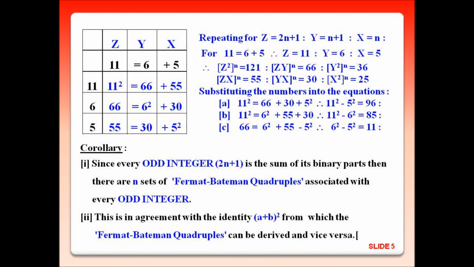Corollary 1. Since every odd integer 2n plus 1 is the sum of its binary parts, then there are n sets of Fermat-Bateman quadruples associated with every odd integer. 2. This is in agreement with the identity a plus b all squared, from which the Fermat-Bateman quadruples can be derived, and vice versa.